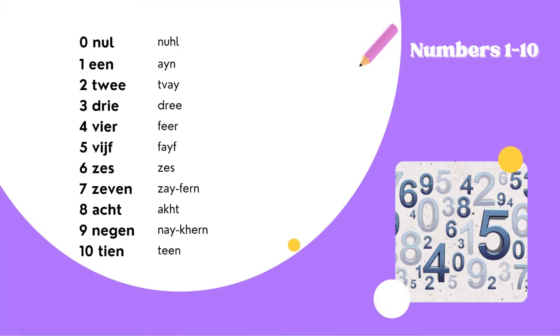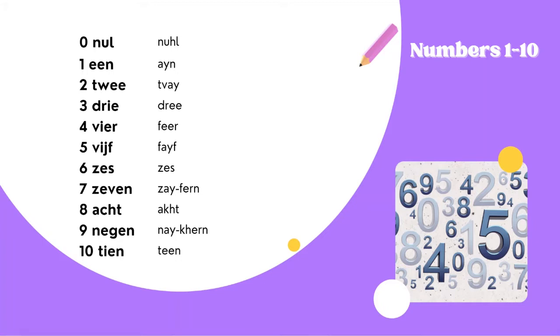Then we go to number 2. Repeat after me, twee. Yes. Then we go to number 3 and number 3 is drie. Repeat after me, drie. Okay, good. Then we go to number 4 and number 4 is vier. Repeat after me, vier. Then number 5. Repeat after me, that is called vijf. Yes.